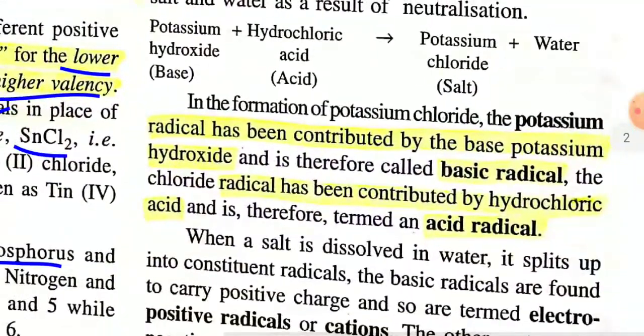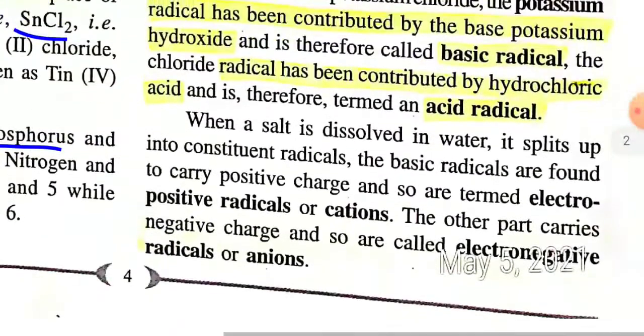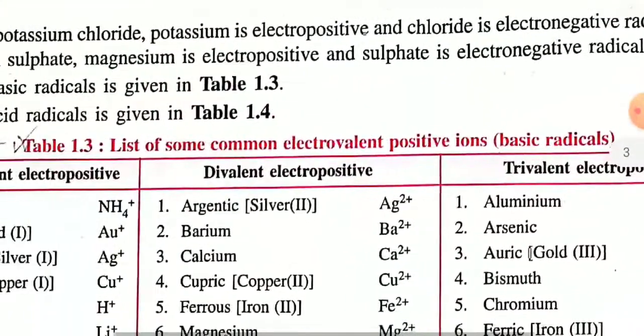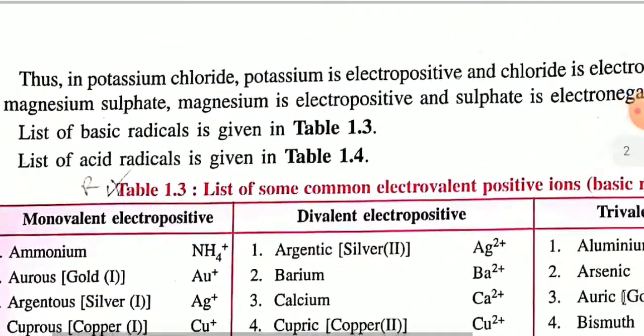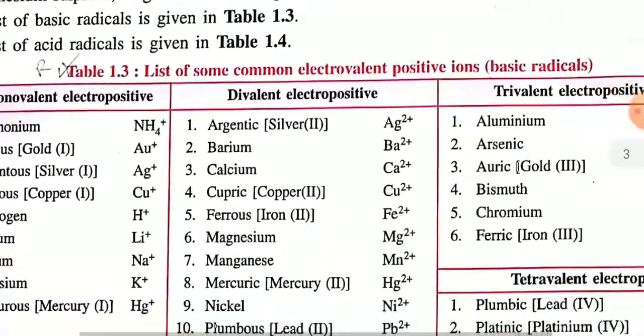The positively charged radicals are also known as basic radicals, and negatively charged radicals are known as acid radicals. Remember this one. Positively charged radicals, that is cations, are also known as basic radicals, and anions are also known as acidic radicals. So there are two types of radical: one is acid radical, another is basic radical.